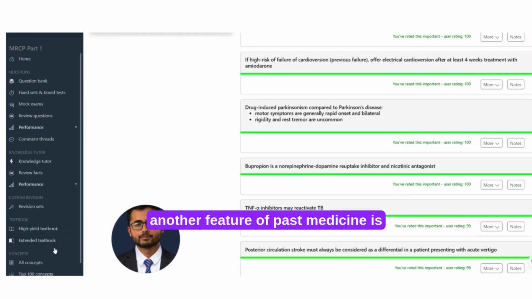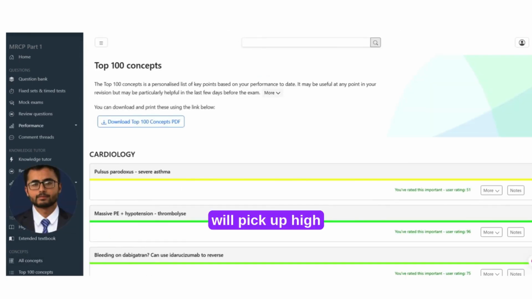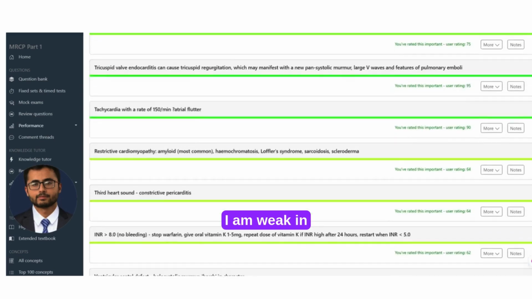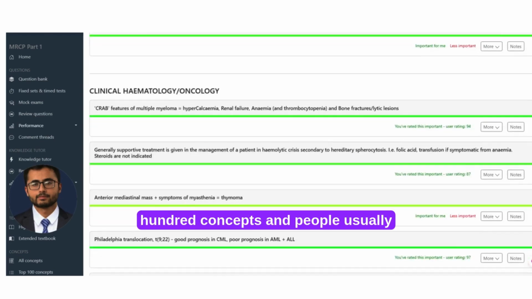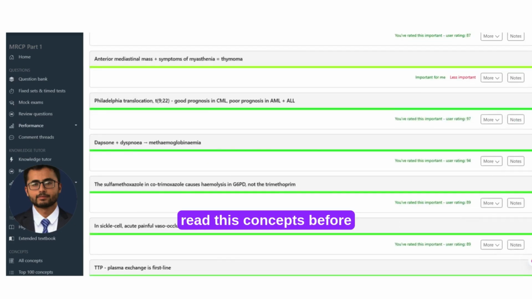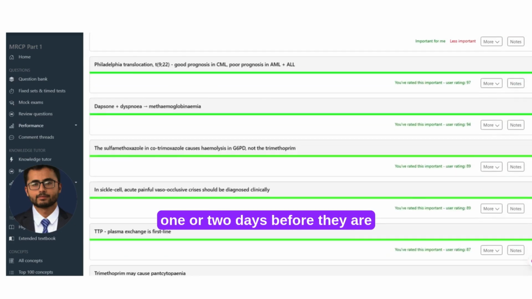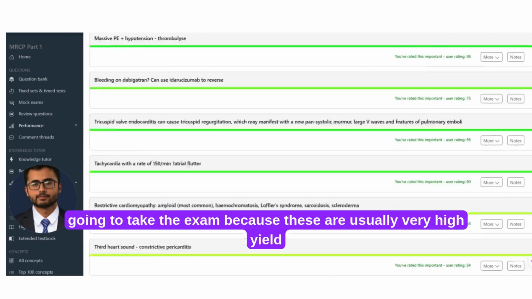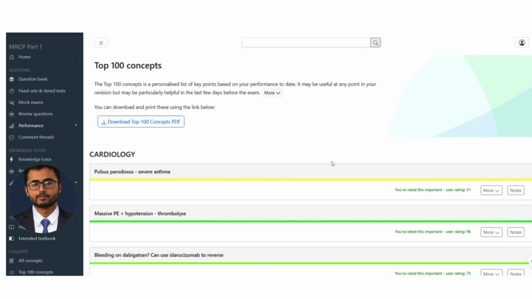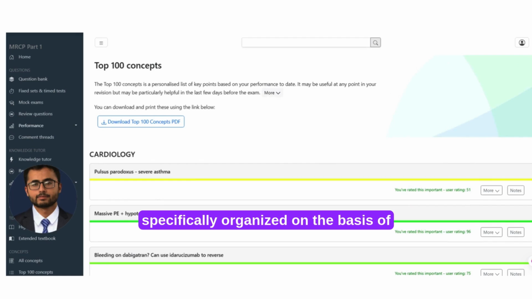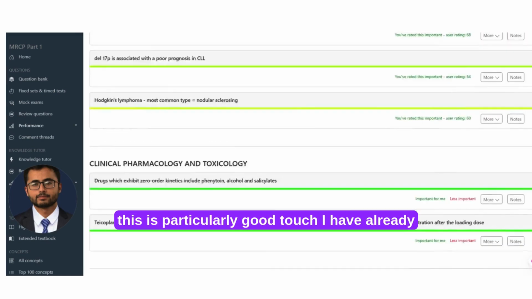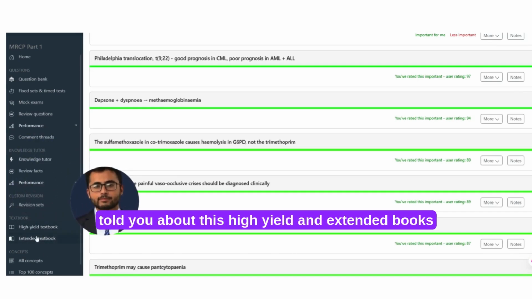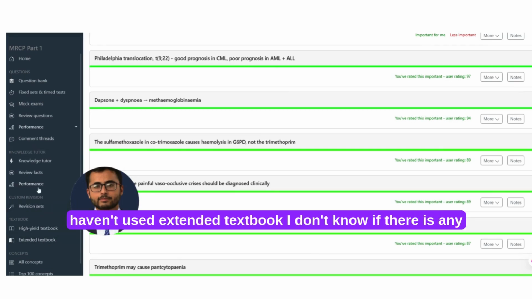Another feature of PastMedicine is that it will pick up high yield topics and the topics that I'm weak in, and it will make a list of 100 concepts. People usually read these concepts 1 or 2 days before they are going to take the exam, because these are usually very high yield, and they are specifically organized on the basis of your weakness. So this is a particularly good touch. I have already told you about this high yield and extended books. Usually people use the high yield textbook. I haven't used the extended textbook. I don't know if there is any difference.